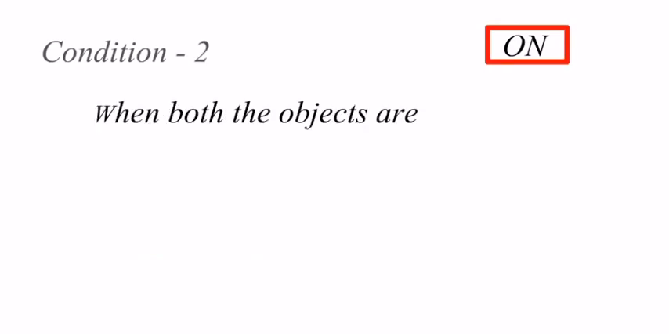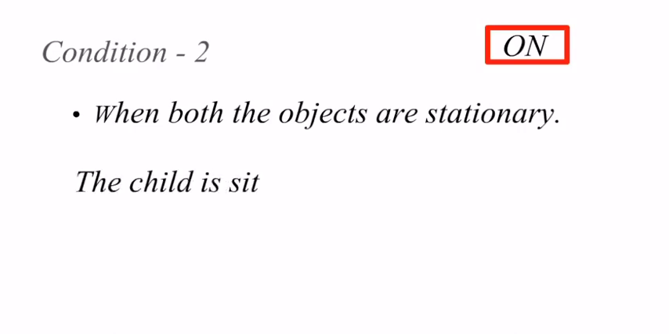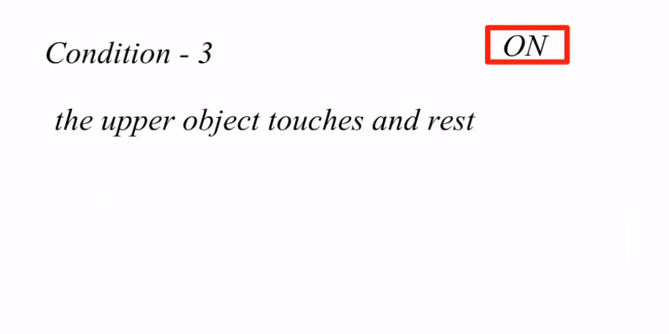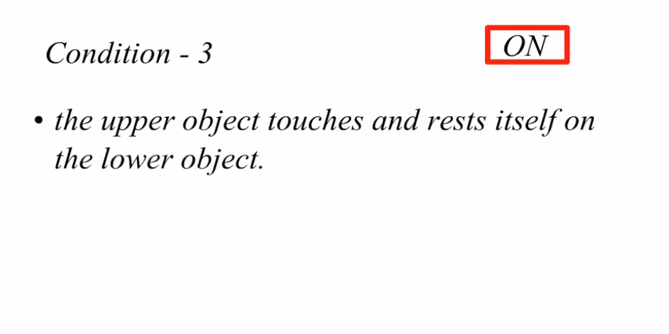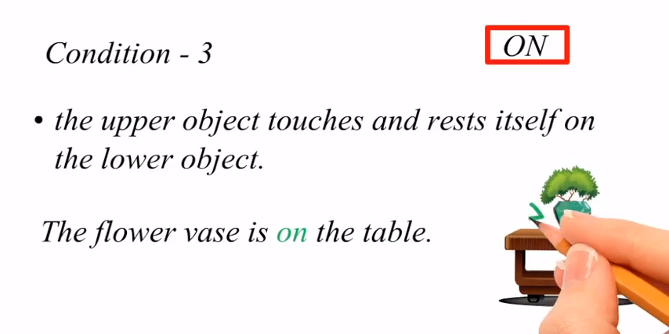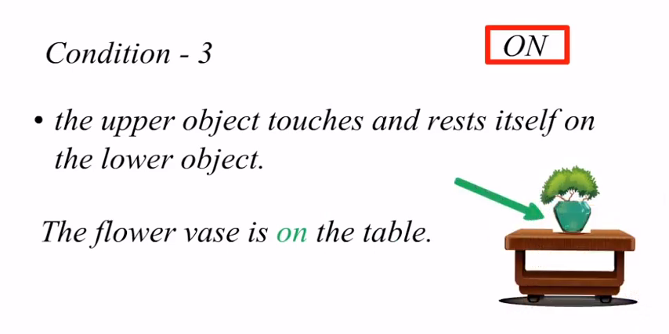Now let's move on to the second condition. Both the objects, that means the upper object and the lower object, should be stationary. That means they both won't move. For example, the child is sitting on the chair. So if you notice, the child is not moving and the chair is also not moving, so both the objects are stationary. Third condition, when the upper object takes rest or touches itself on the lower object. For example, the flower vase is on the table. Check this one. Both the objects are touching each other and the vase is taking rest on the table. That means it's kept on the table.